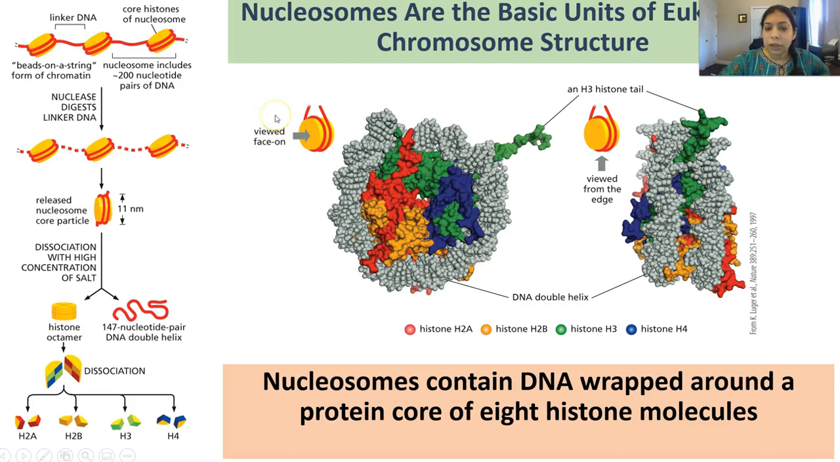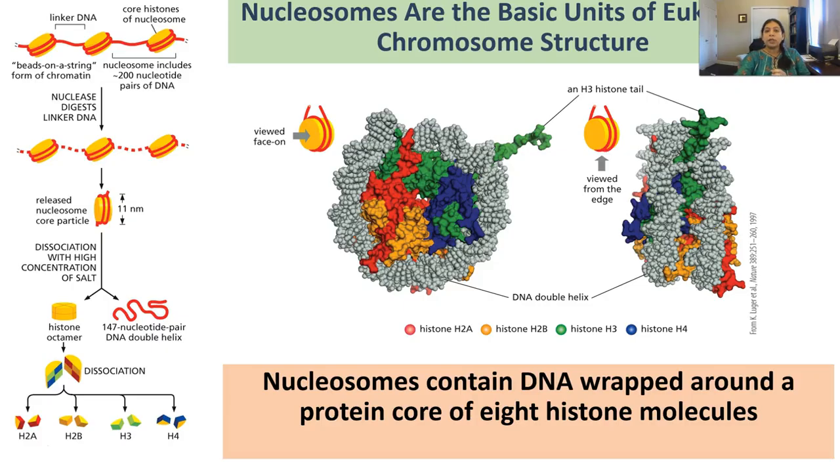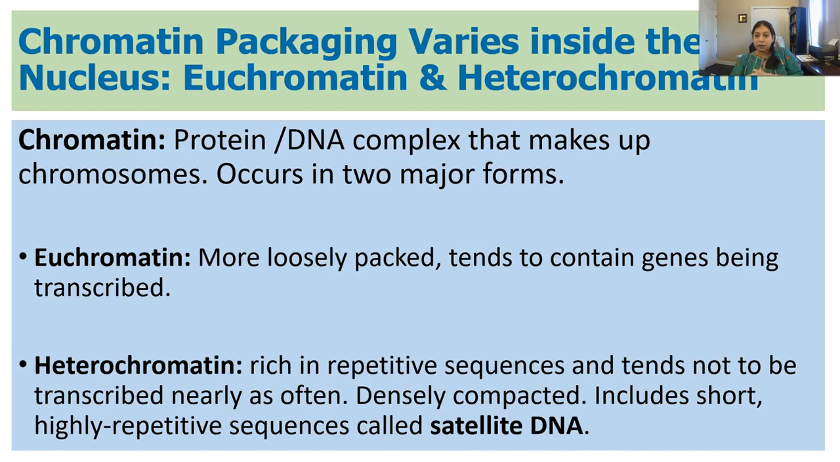So nucleosomes essentially contain the DNA wrapped around the protein core, which is a histone octamer containing 4 different types of histones coming together to make that molecule. Now, chromatin packaging inside the nucleus, like I said, varies depending on the cell cycle stage and the need of the cells. What we term chromatin is the chromosomes and the proteins together that are compacting together, making this complex that eventually makes up the chromosomes. That's what we call chromatin.